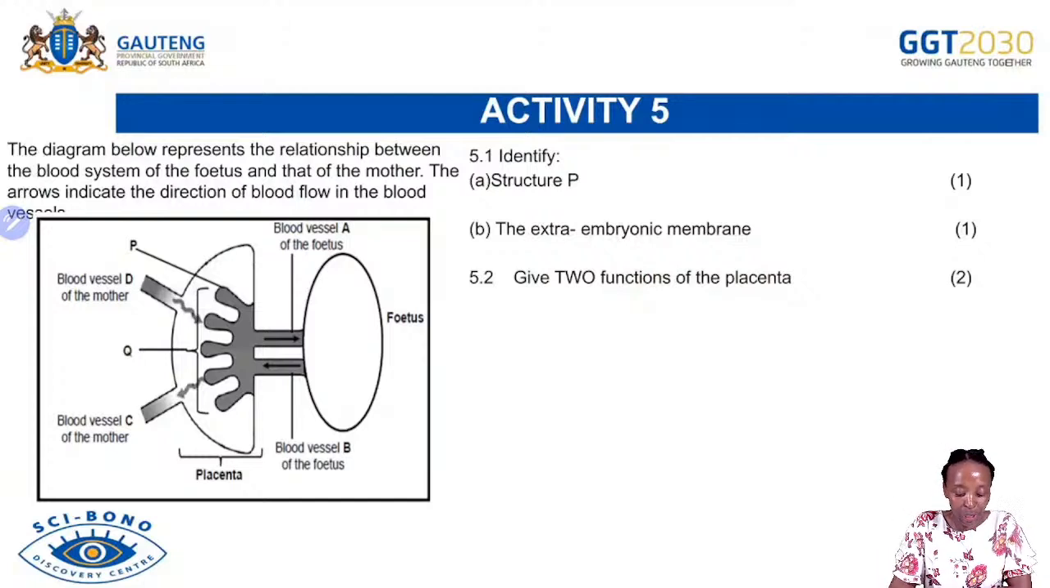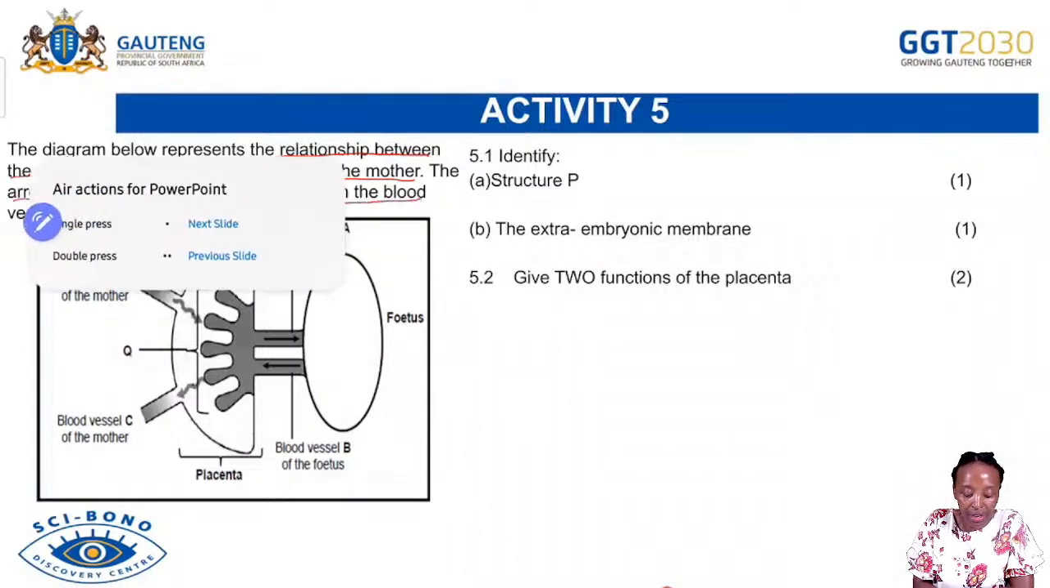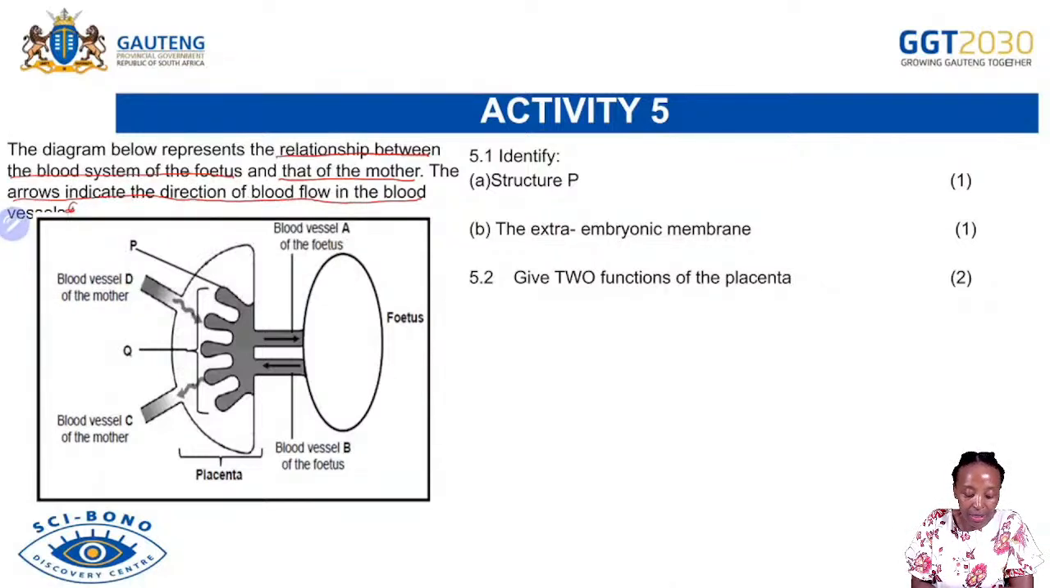So the diagram below represents the relationship between the blood system of the fetus and that of the mother, and the arrows indicate the direction of the blood flow in the vessel. Sorry that this is not clear, but these are the vessels there. Here is the fetus represented by this circle, and here is the placenta, and that of the mother. And then there are arrows that represent the flow of blood. So there are blood vessels going into the uterus and coming into the fetus, and blood vessels from the fetus back to the placenta to the mother. So this is all that we are looking at.